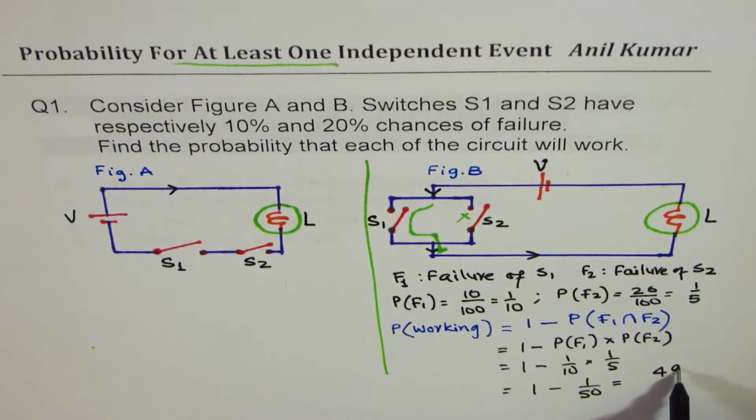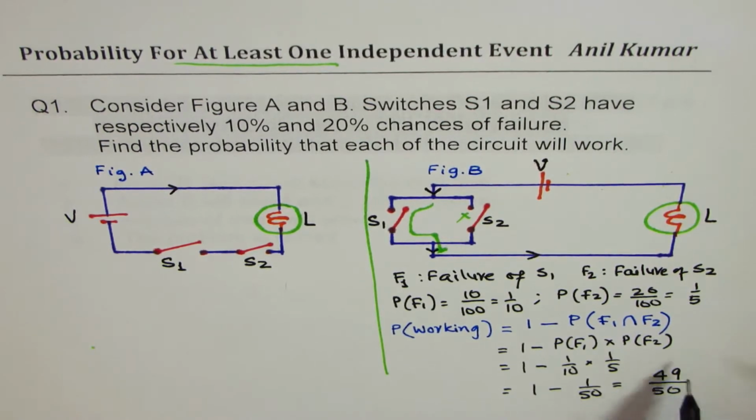which is 49 over 50. If you do a percent of this, you could write this as 98%, right? Times 2. So that is the answer for the first one.